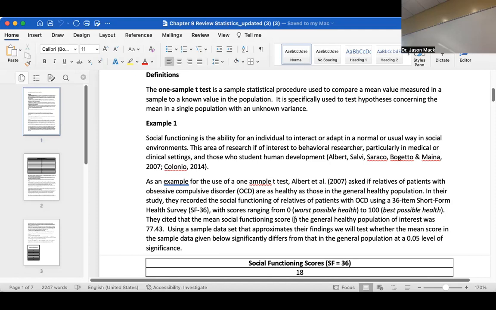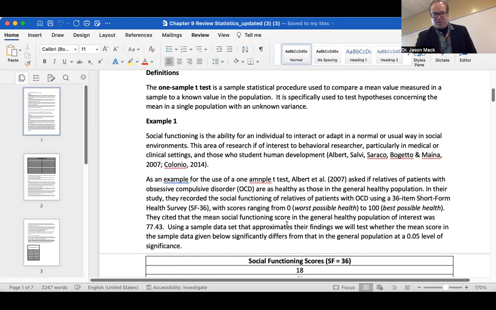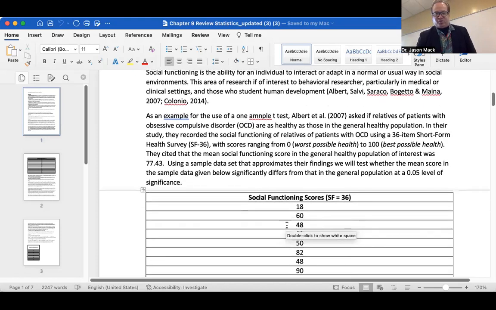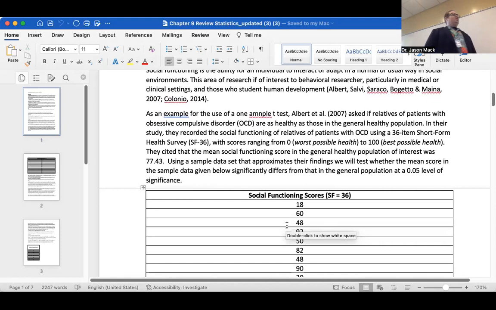An example for the use of a 1 sample t test: researchers asked whether relatives in the population with obsessive compulsive disorder are as healthy as those in the general healthy population. In their study, they recorded social functioning of relatives of patients with OCD using a 36-item short form health survey with scores ranging from 0, worst possible health, to 100, best possible health. They cited that the mean social functioning score in the general healthy population of interest was 77.43. Using the sample data below that approximates our findings, we will test whether the mean score in the sample significantly differs from the general population at a 0.05 level of significance.